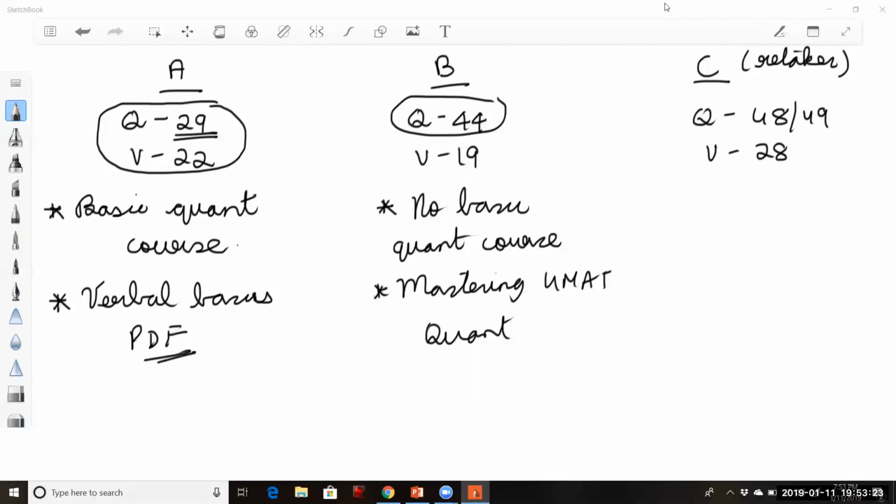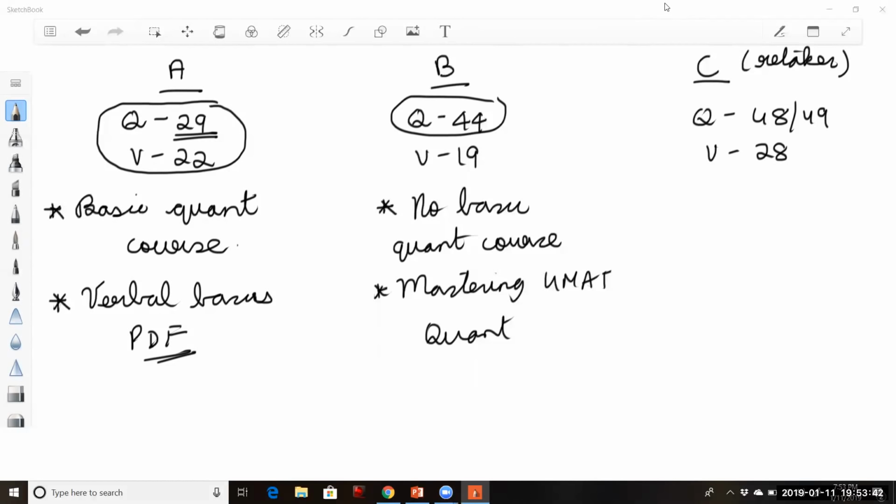The quant section is slightly harder, and when I say slightly harder, I'm not saying as hard as the verbal section. See, the verbal section is a different cup of tea altogether. Quant is very easy, right? And I'm speaking to you as a quant faculty, I'm telling you that the quant aspect is very easy, provided you're a little careful on the quant section, right?